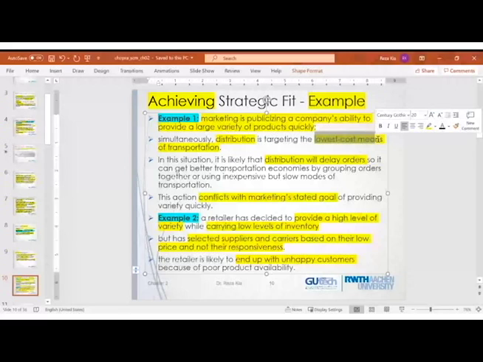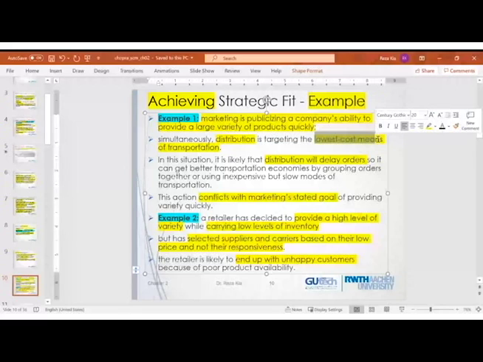In another example, which is example 2, we have another retailer. Example 1 is finished, and in example 2 we have one retailer, and again the variety of product is high, but they want to have a low level of inventory. So low level of inventory, high level of variety. Different products will be available, but we don't want to spend too much on the inventory.